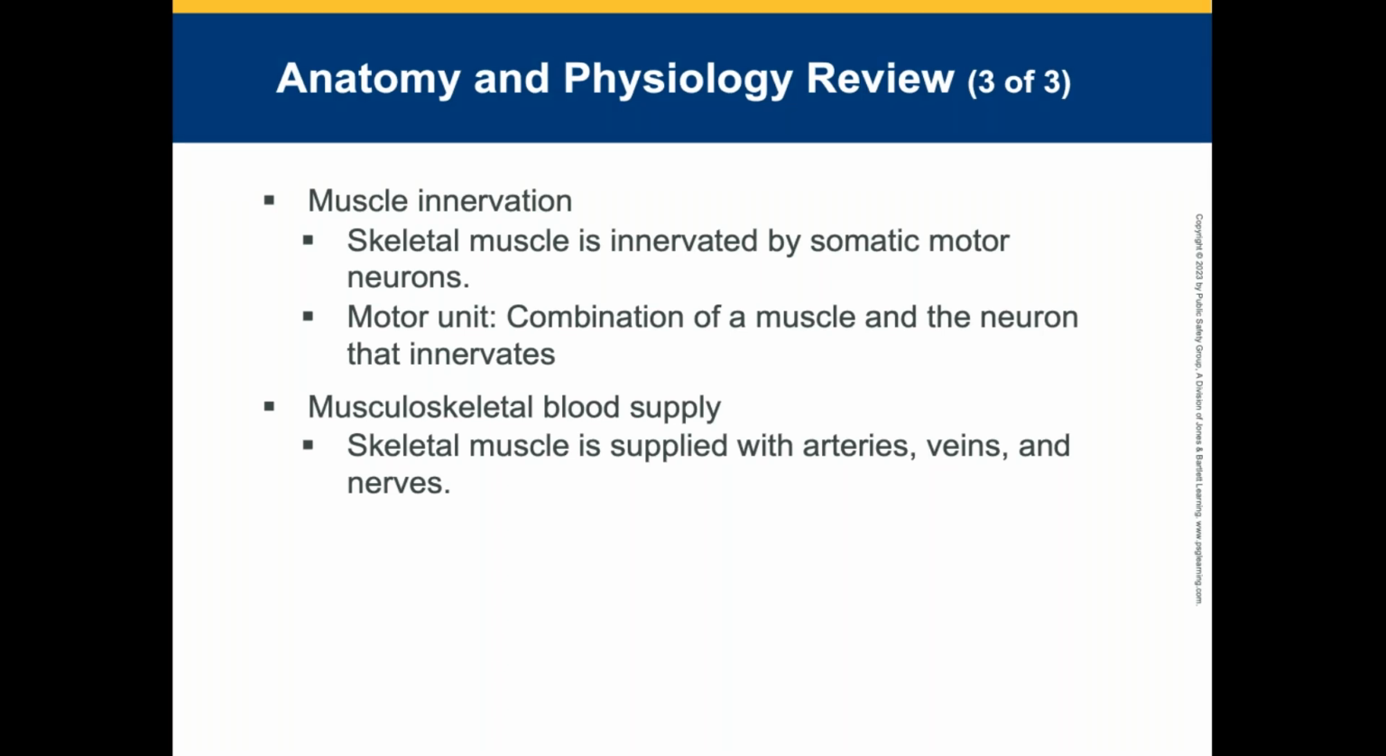So the musculoskeletal blood supply: the skeletal muscle is supplied with arteries, veins, and nerves. Blood supply in each upper extremity originates from the subclavian artery. In the lower extremity, the blood supply originates from the external iliac arteries. So where would the subclavian artery be located?